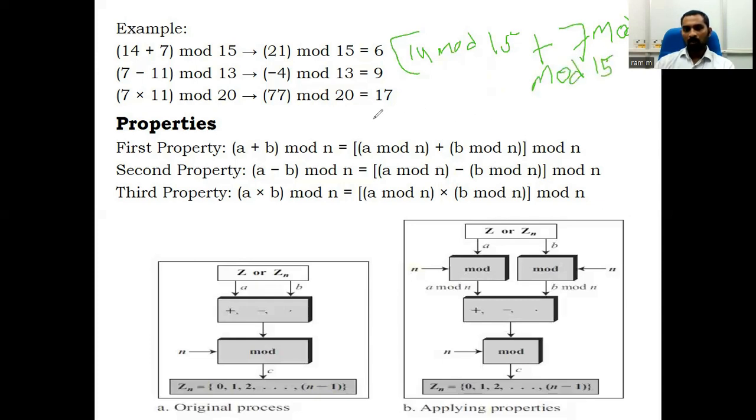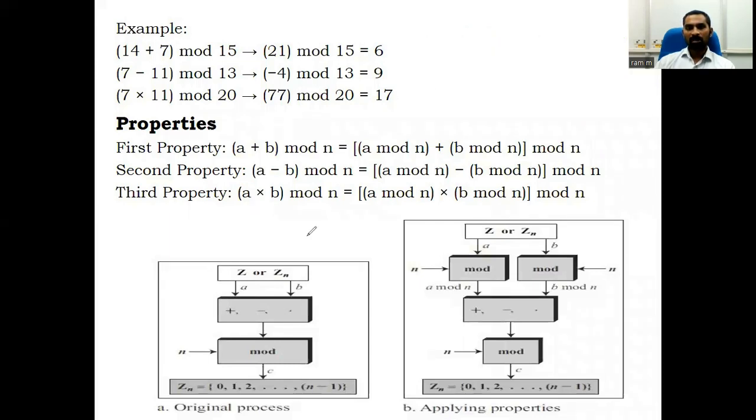Now 14 mod 15 will give the residue 14, plus the value of 7 mod 15, which is 7, right? This mod 15. So this is 21 mod 15, which is equivalent to 6, right? We got the same value. So when we apply it like this, we get the same value, like with the other two also, that is with subtraction as well as multiplication.